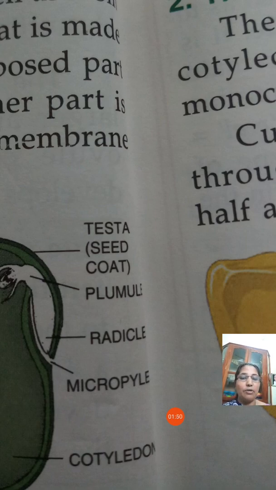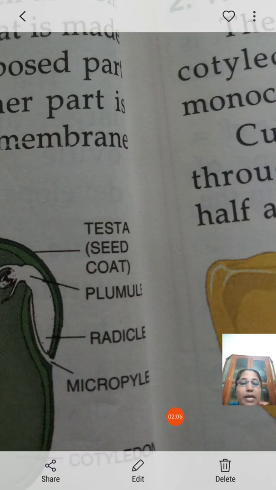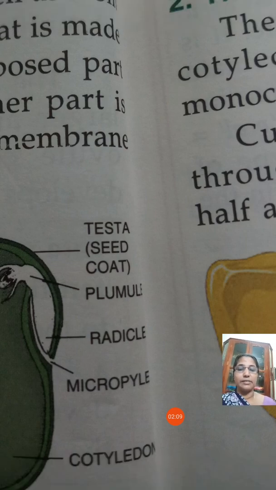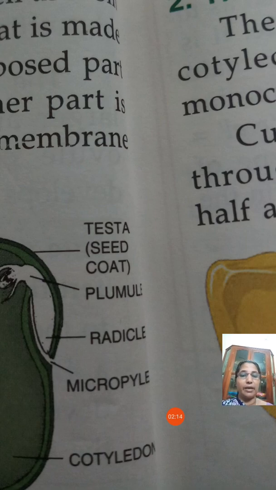Through the micropyle, first water enters. The embryo is breathing through the micropyle. Through the micropyle, air can also enter into the seed. The embryo is in a dormant condition, or in a sleep condition, when it is inside the seed. Even though it is a living being, that small plant, its root and plumule are not growing. Air is entering through the micropyle.